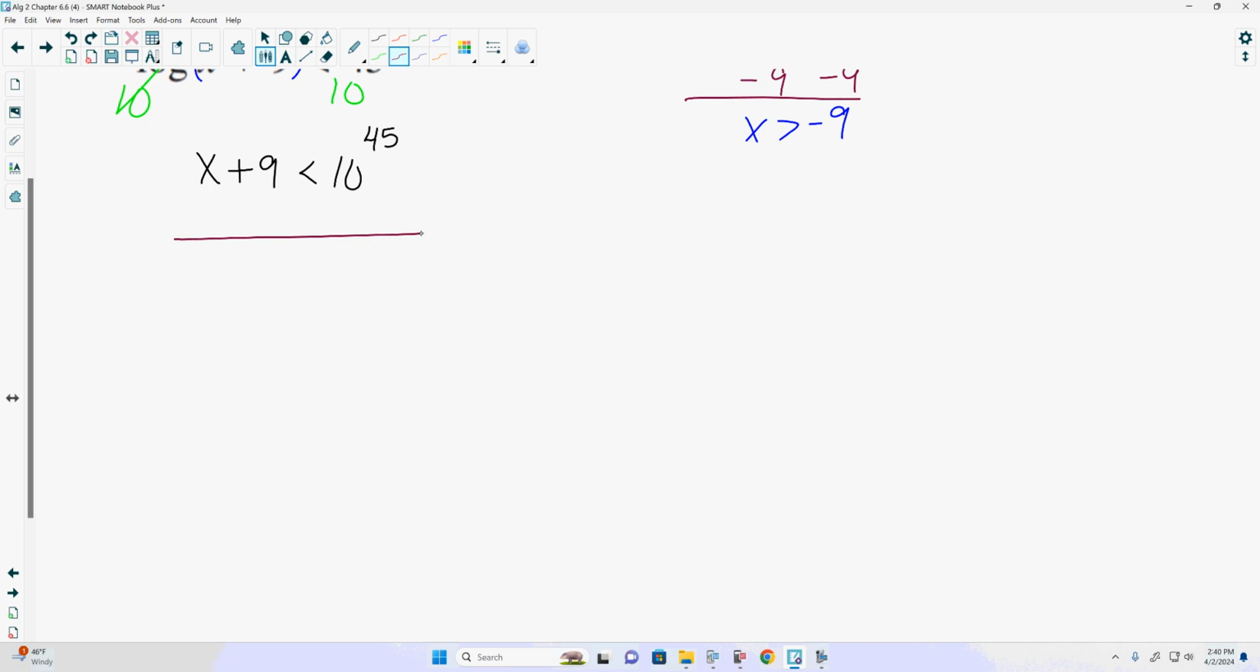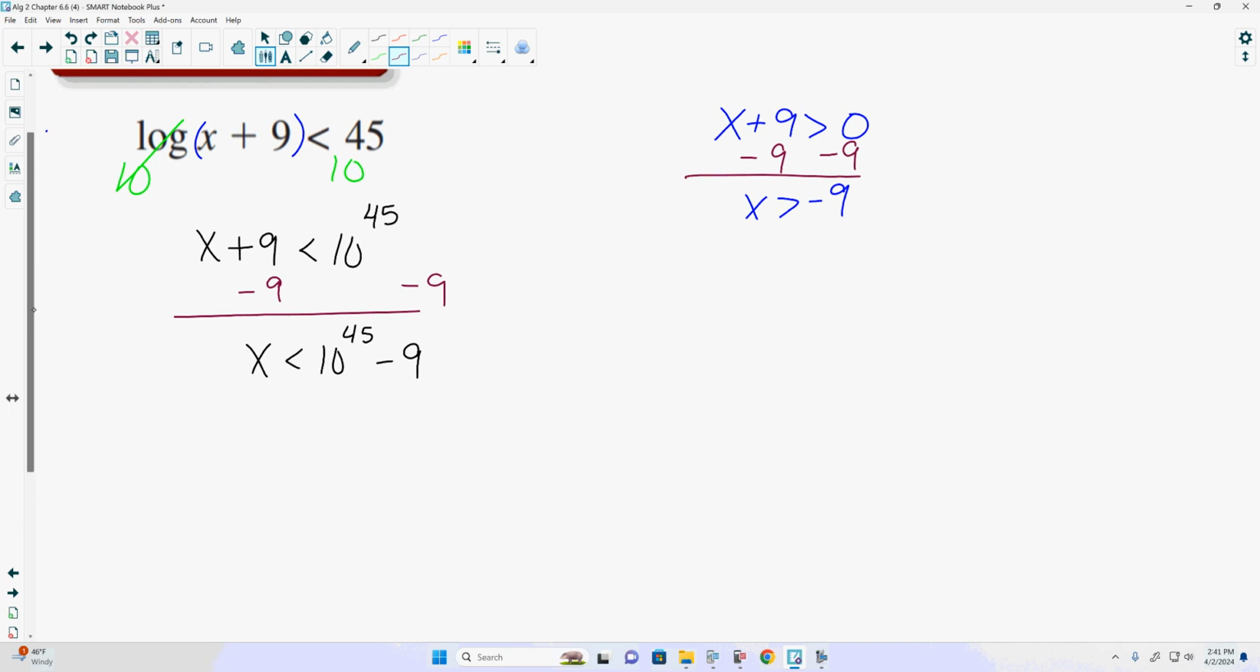Now we still need to get x by itself, so we would do what? Minus 9. Which is going to tell us x is less than 10 to the 45th minus 9. And 10 to the 45th minus 9 is a massively big number, but we'll leave it there for notation's sake, because that would be very arduous to write. Questions on how we got to this here?